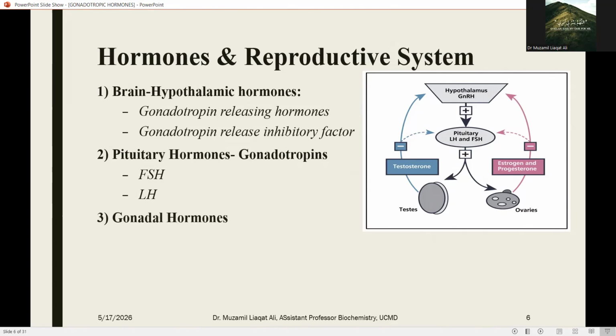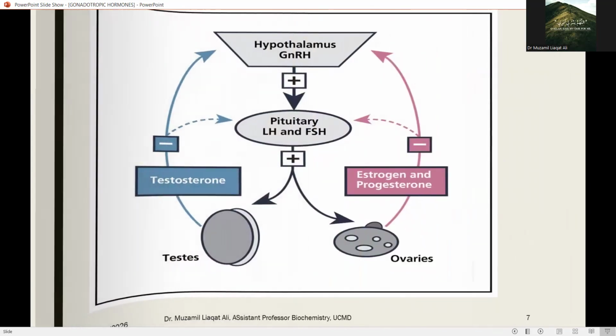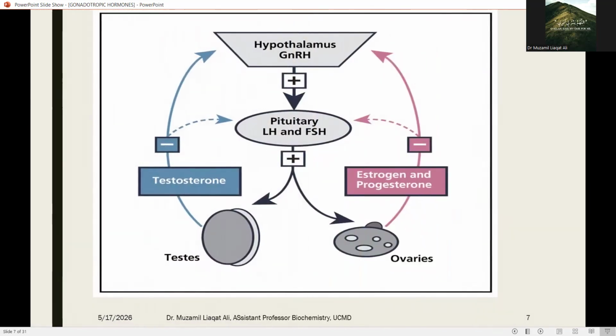And the third level is the gonadal hormones. The very first one in this category is 17-beta estradiol, that is required for oogenesis, then progesterone, and testosterone. Along with that is 11-ketotestosterone that is required for spermatogenesis. This axis operates through pulsatile gonadotropin releasing hormone secretion, negative and positive feedback loops, and is critical for puberty, the menstrual cycle, and fertility.